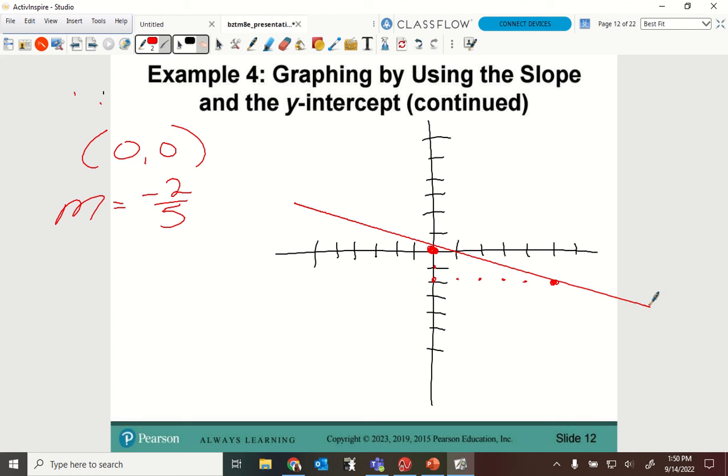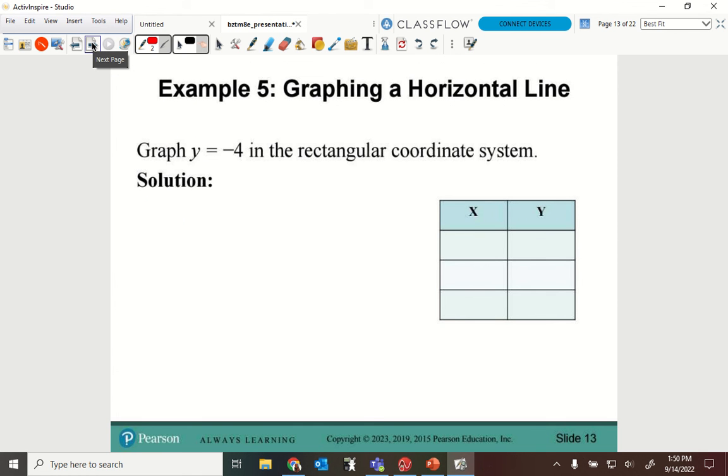Now, draw your little Mario on this one, mentally. You don't have to actually draw it out. Can you tell me, is this going to be a positive or a negative slope? Negative. Because it's decreasing. It's going down, isn't it? Okay, very good.